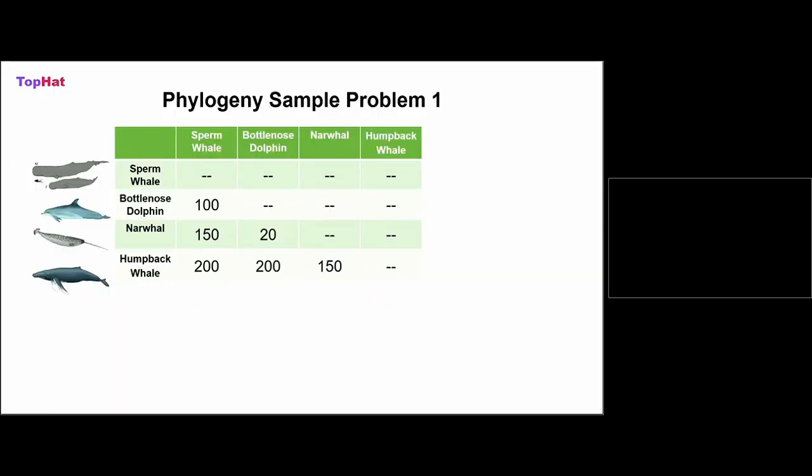Okay, so just to walk through the whole thing again, the most closely related are the narwhal and the bottlenose dolphin, right? So if the narwhal and the bottlenose dolphin are 20 apart, they're each 10 apart from that common ancestor, right? Because if the common ancestor is in the middle and they each walk 10 steps in either direction, they'd each be 10 from the common ancestor, but they would be 20 from each other, right?